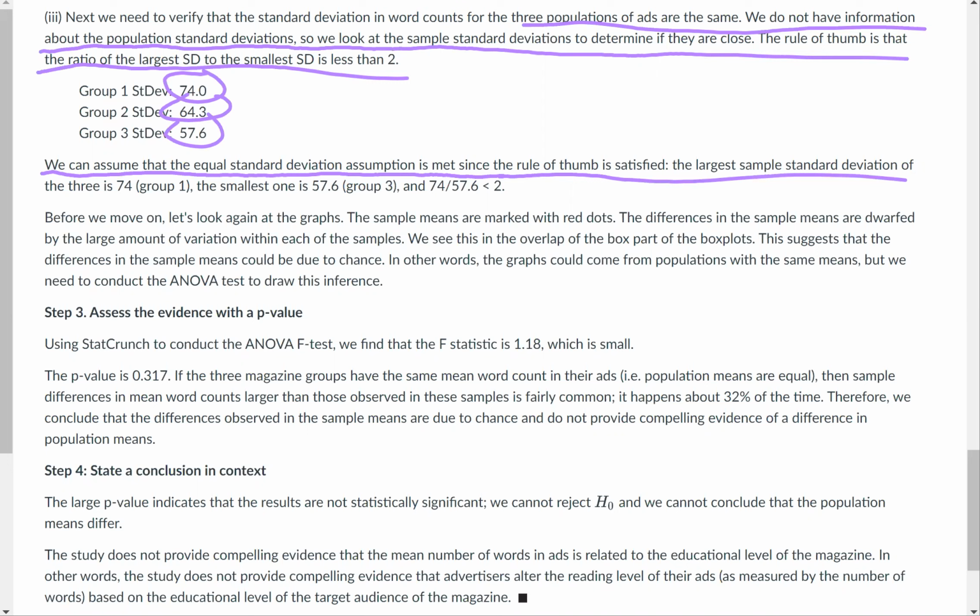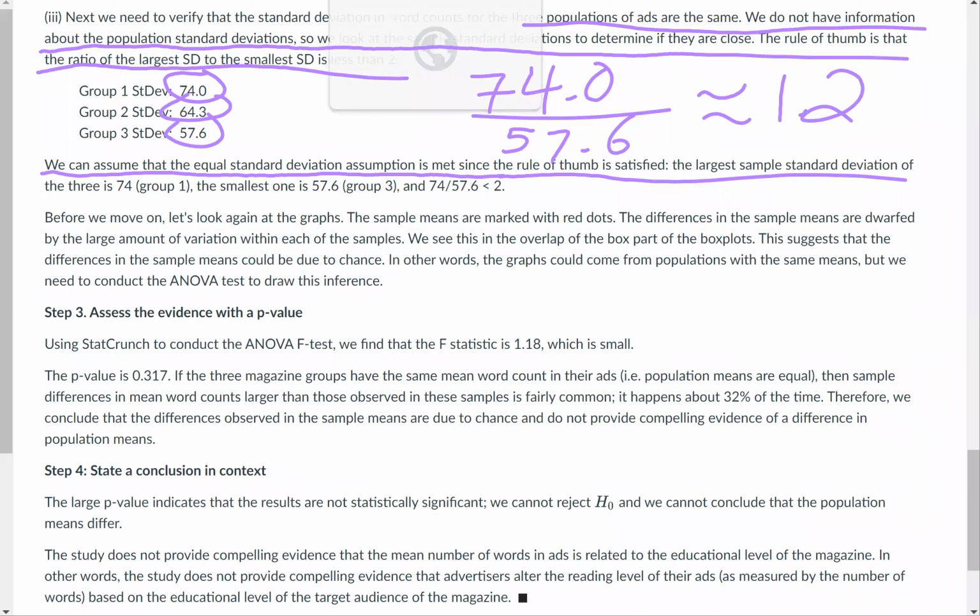The largest sample standard deviation came from group 1, that was 74.0. If I divide that by the smallest, which is the bottom one, 57.6, I should get about 1.28, which is definitely less than 2. Okay, so as it says, it's less than 2.